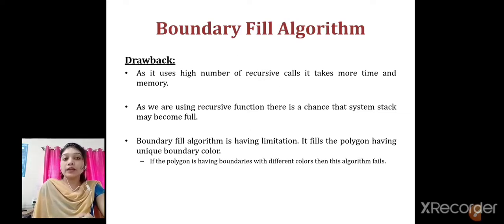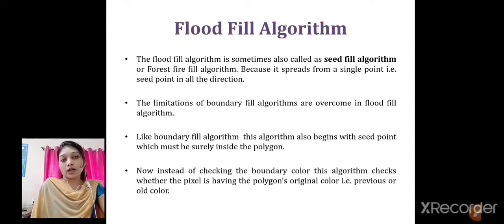With that we have another limitation. If the polygon has different boundary colors, then in that case this algorithm fails. So these are the drawbacks, and we are going to cover these drawbacks in our next algorithm, that is called the flood fill algorithm. So what is this algorithm?